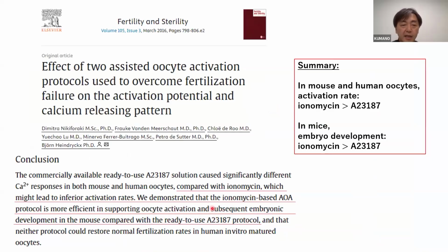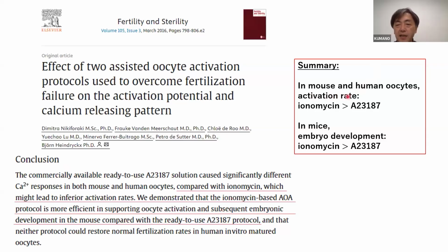By the way, as a result, which reagent, A23187 or ionomycin, is more effective on human oocytes? It's the most important point. Here is a summary of this paper.